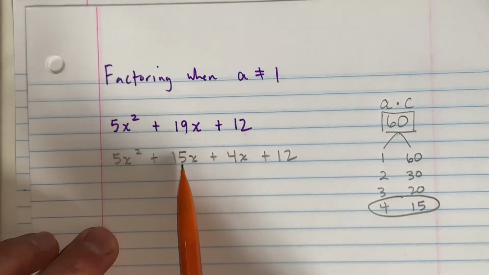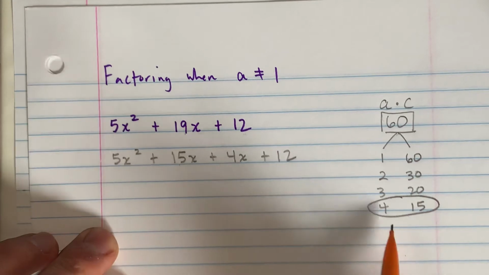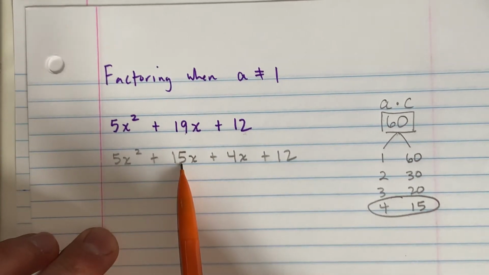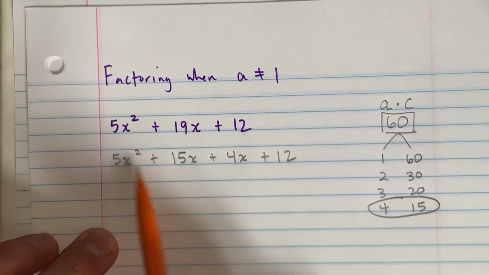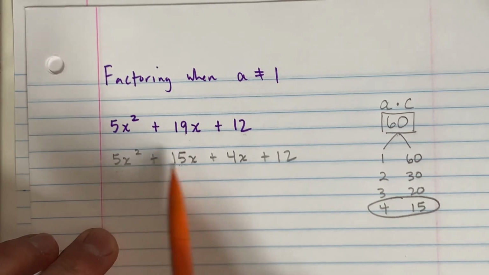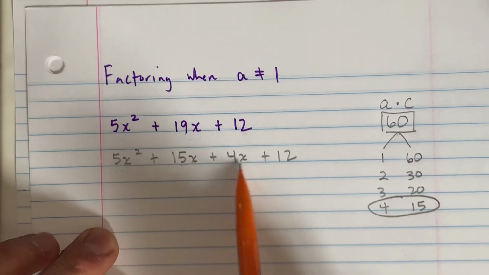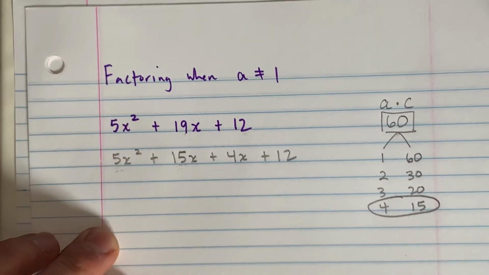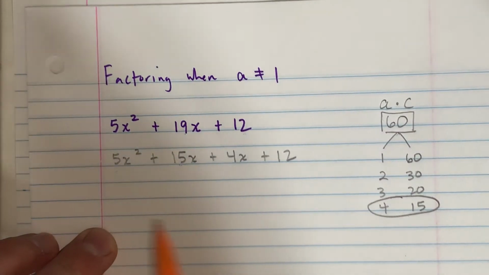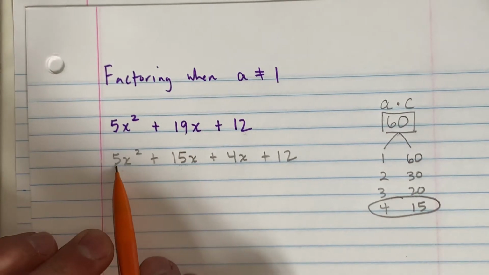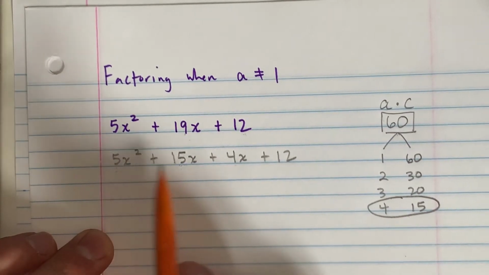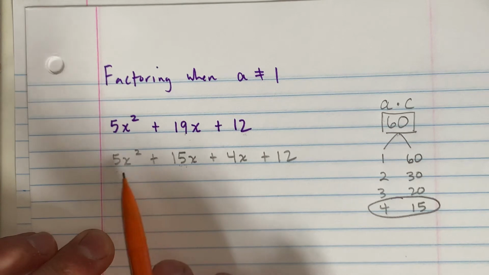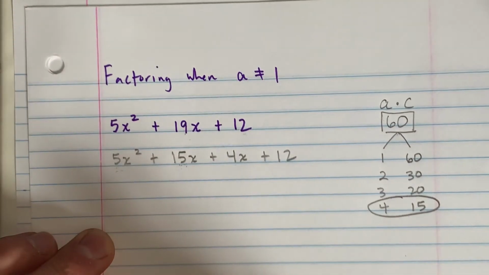Well, watch what I did. Notice how I put the 15 here and not the 4. You want the 15 here because the 5 and the 15 have some common factors, and 4 and 12 also have that relationship. So you want to put those numbers next to each other as you work through, and you'll see why. 5x squared and 15x have something we can pull out, a GCF.